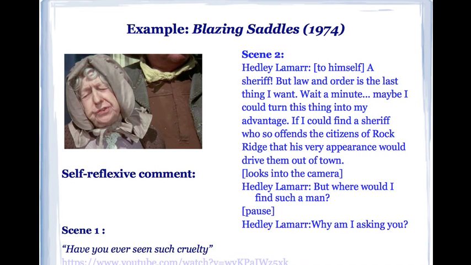In Blazing Saddles, for example, a short scene features an old woman being held back and punched by a group of bandits. Not only is this an inversion of conventional character-activity relations, it also becomes self-reflexive misdirection when the woman turns towards the camera and exclaims, "Have you ever seen such cruelty?" So here's the link, we can have a look at the example.